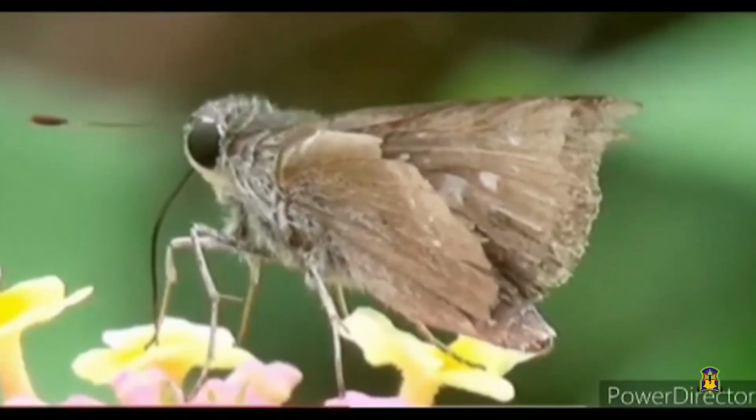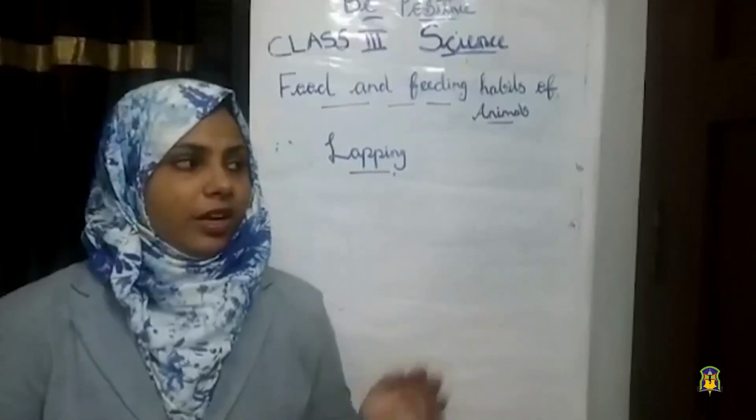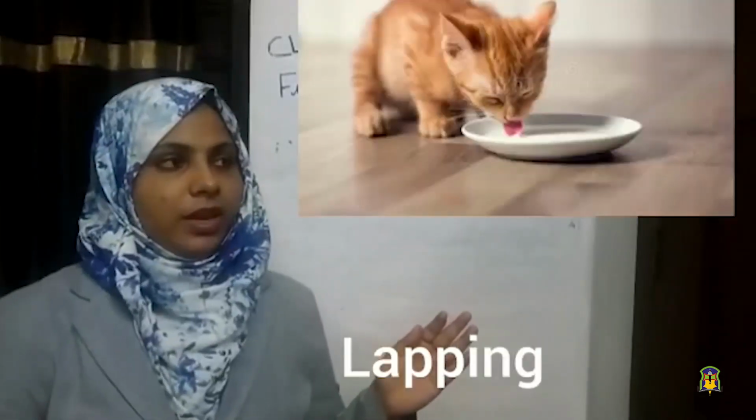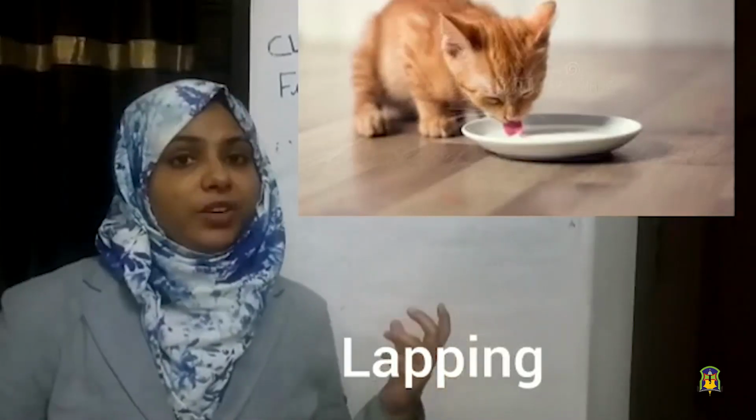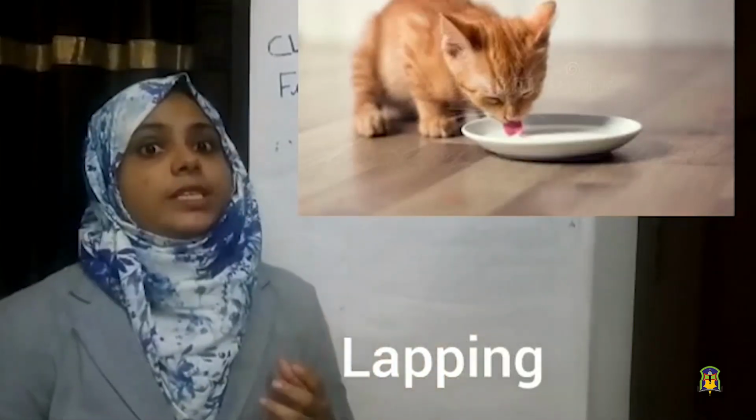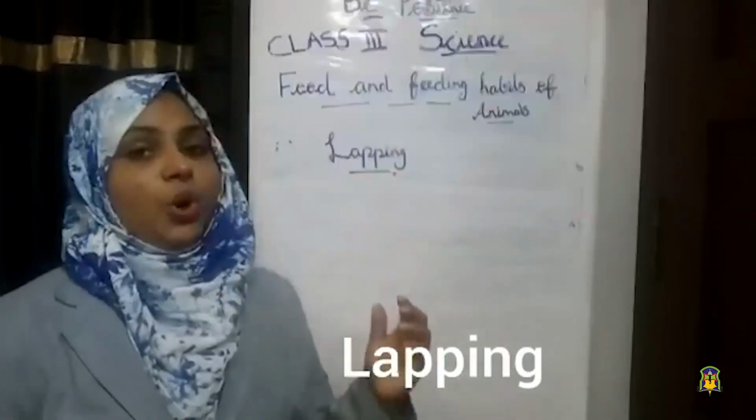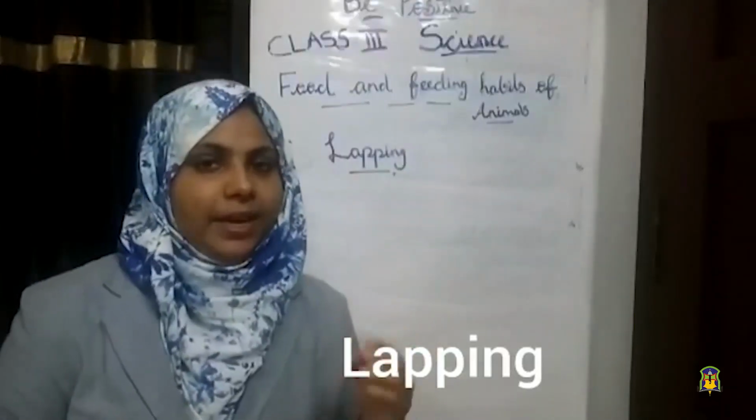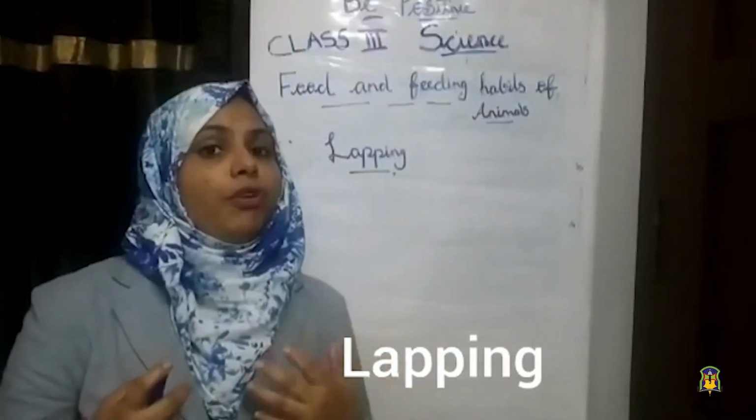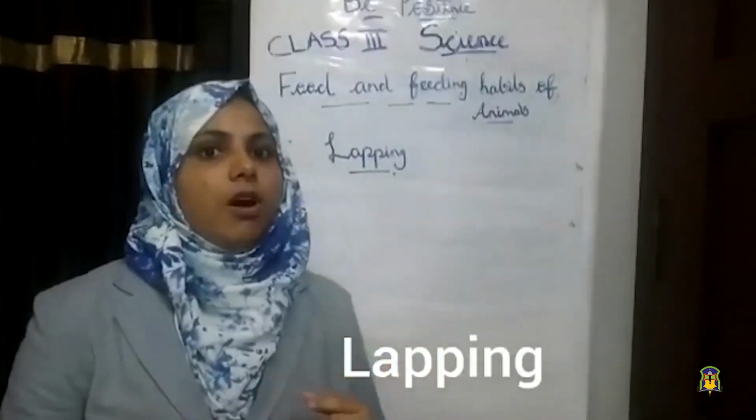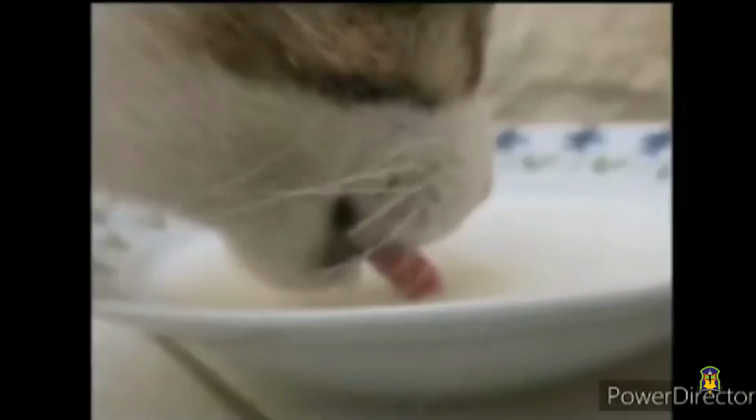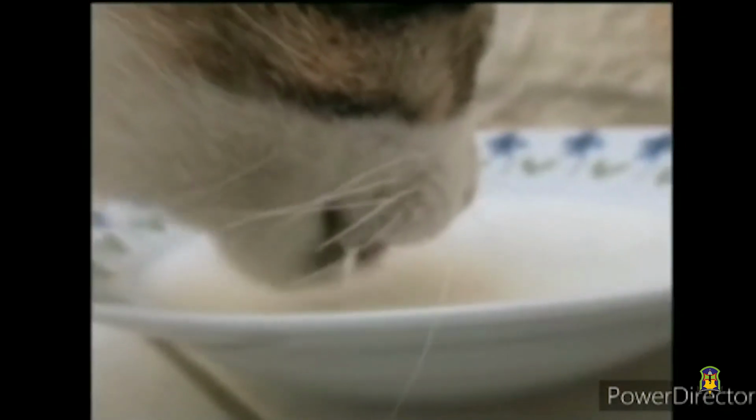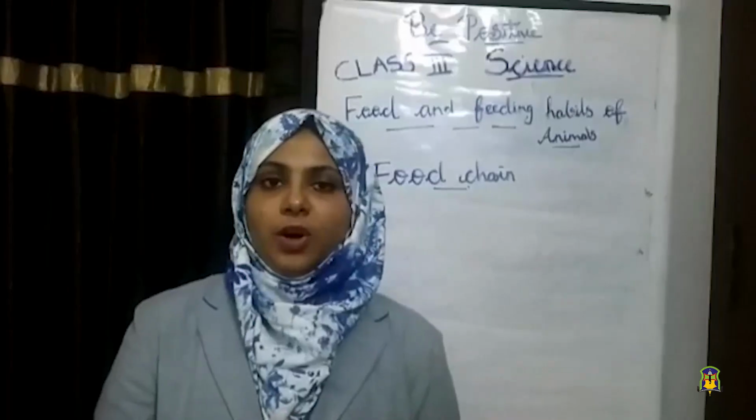Okay, children. Can you see this picture? Yes. What is this? A cat laps up milk with its tongue. This process is called lapping. We are going to discuss lapping. Lapping is the taking of liquid food with the tongue. This is lapping. Okay.